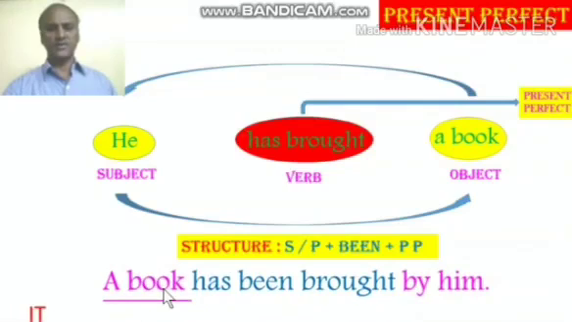When we say a book, the subject, when you reduce that, again we get it as the third person singular. So the verb has to be has. Then as per the structure, been. Then the past participle of the verb brought is again brought. Hence the answer is: a book has been brought by him.